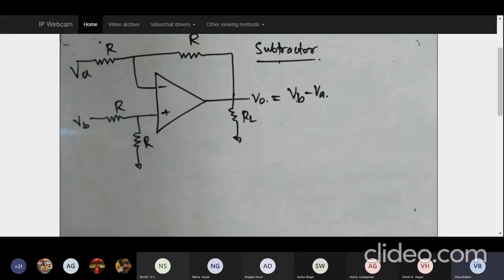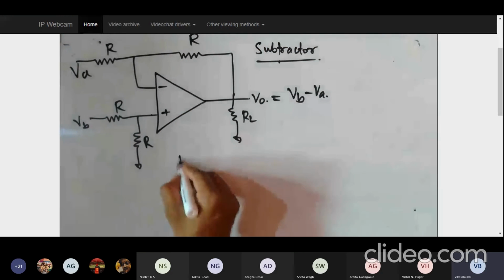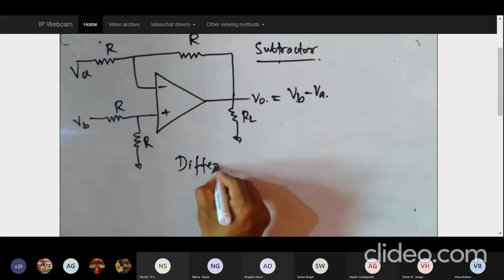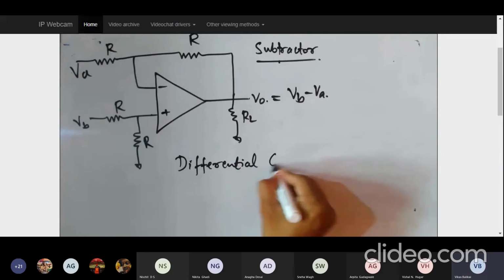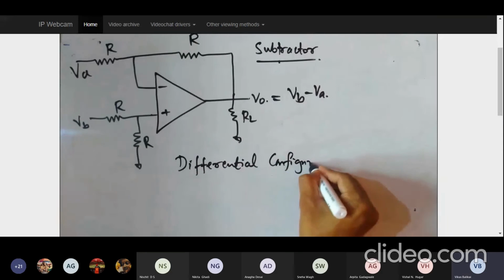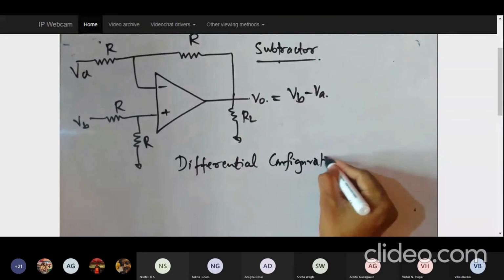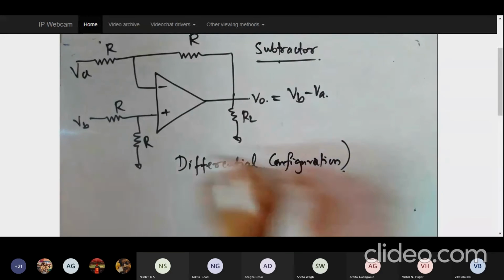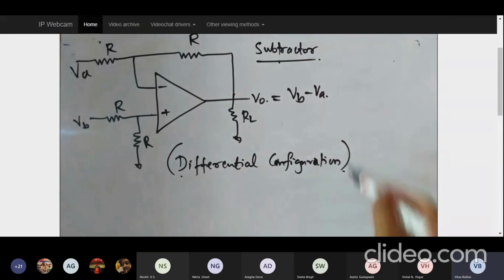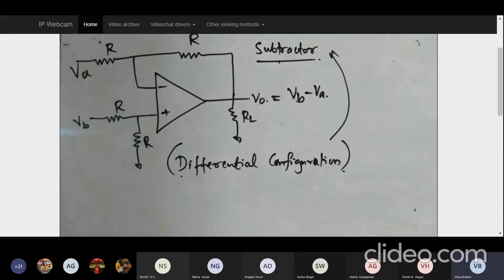And if I want to move ahead further and identify the subtraction of the two voltages, then I'll be utilizing the inputs of both the terminals, inverting as well as non-inverting. In our scenario, this entire thing will be your differential configuration. So with the differential configuration, you will be getting the subtractor. And here also I can use this differential configuration to do the summing.